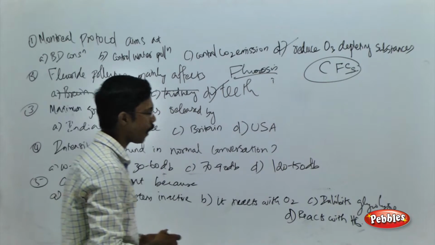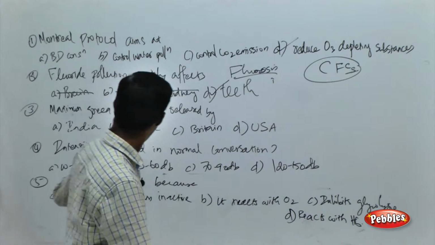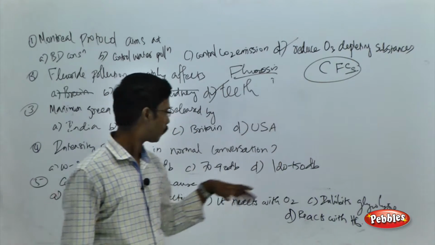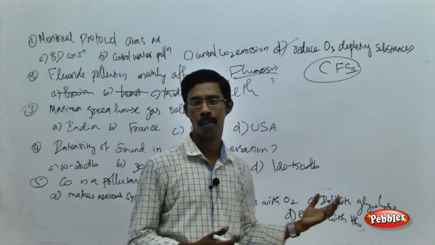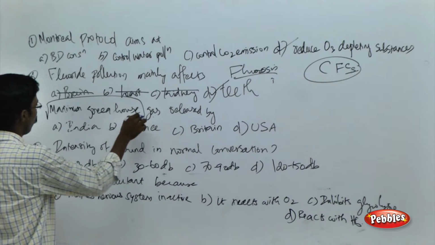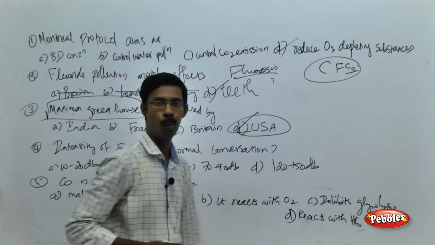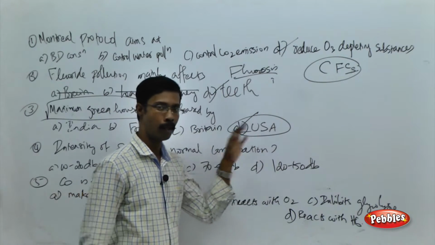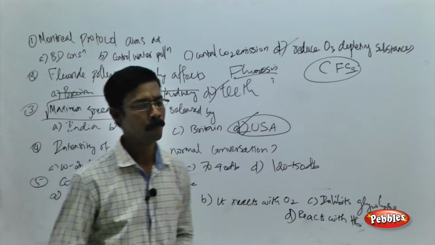The maximum greenhouse gas is released by which country among the following: India, France, Britain and USA. Among the choices, India belongs to the developing countries and most of the remaining belong to the developed. The correct answer, as I told you, is that the maximum greenhouse gas is released by the developed country USA, not by the highly populated India. This is the comparatively less populated USA. They are releasing a huge amount of greenhouse gases to the atmosphere.